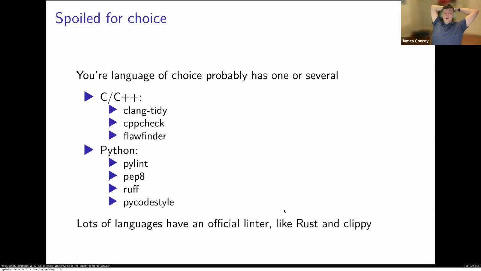And your language of choice probably has one or several. For C++ and C, you've got Clang Tidy, CppCheck, Flawfinder. If you can find it, I'm sure the original lint might still be out there somewhere. Might even be open source by this point. Python, everyone's made their own tools: PyLint, Pep8, Ruff, PyCodeStyle, 50 more, I don't even know off the top of my head. And then other languages have an official linter, like Rust with Clippy, or Go. And that makes it a lot simpler when you just have one that you can stick with and you know what its output's going to be. It's so much better than dealing with all the Python stuff.